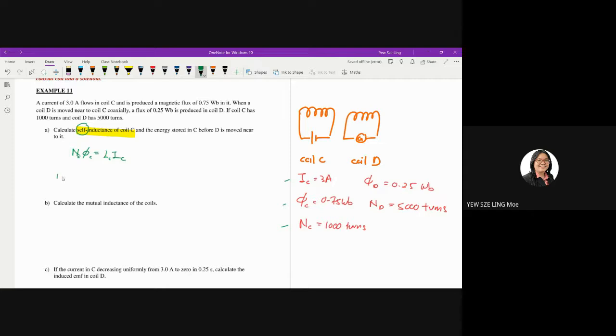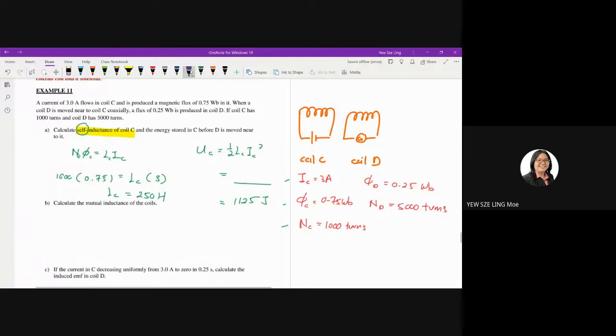Everything is coming from itself. So plug in the value 1,000, 0.75, equals to LC, I given 3. Rearrange the equation. L is equals to 250 Henry. Then when it comes to energy, the energy in coil C is equals to 1/2 LC IC squared. Plug in the value, you should obtain 1125 joule.